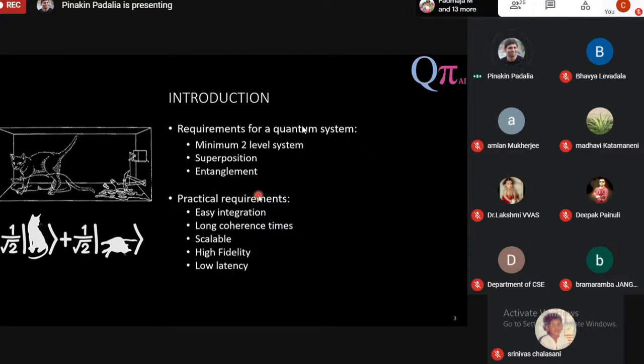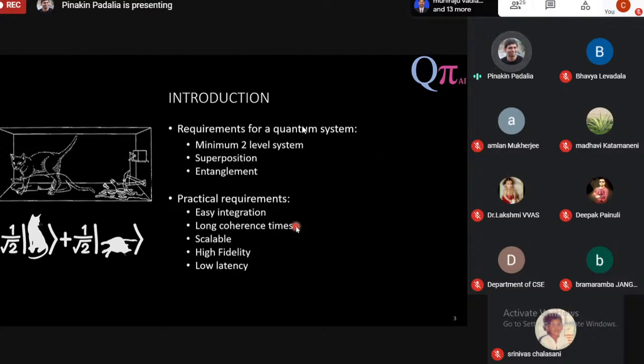Now let's go on to define the practical requirements that come out of the quantum system. We have talked about needing a two-level system, which is basically 0 and 1, and we want the system to allow us to create a superposition between those two states, and an entanglement between two such 0 and 1 systems, or two qubits. So practical requirements are, of course, easy integration. We don't want systems that are so difficult to scale up that making a useful quantum computer out of them is kind of impossible.